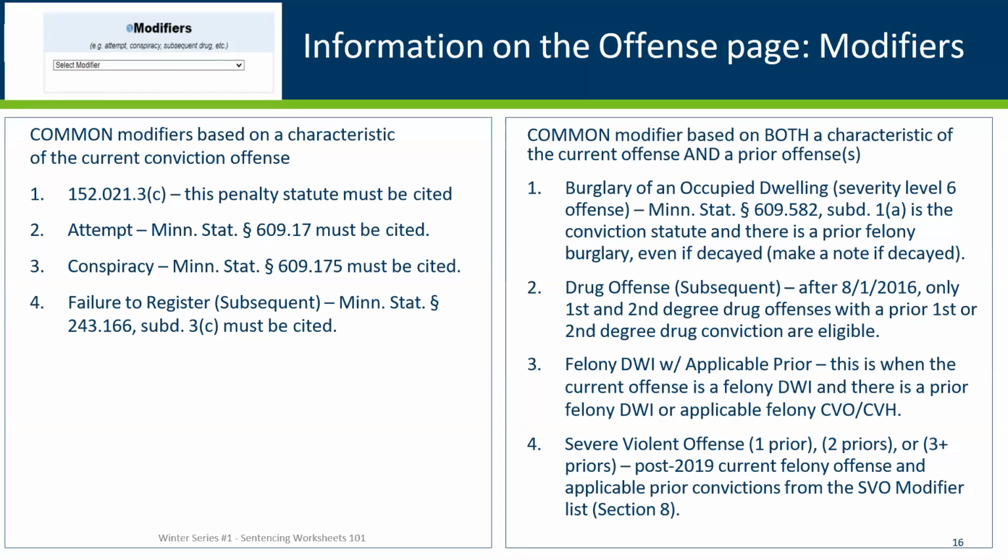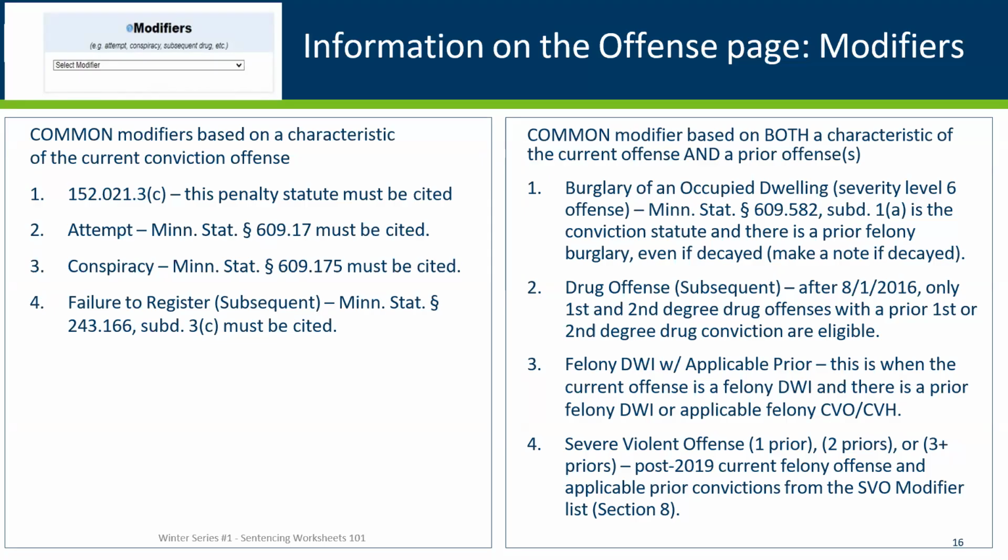So that first one that you see there, 152.021, 3 parens C, that is the first degree drug penalty statute that you get flagged for on the offense page, that you would want to add this modifier if that was the penalty statute. And that's really an important thing to note, because if that is missed, the court should not sentence below the presumptive sentence.